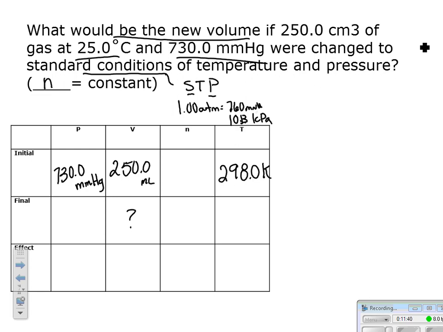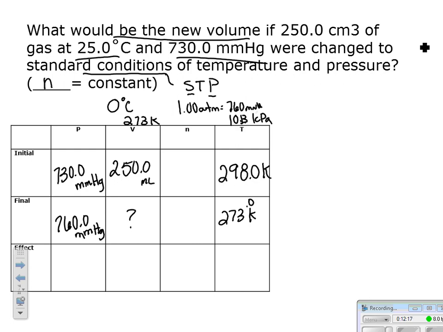So what we're saying is, hey, what's the volume of this gas at standard conditions? Standard pressure is 760, so that's going to be my final pressure. And standard temperature is 0 degrees Celsius. Expressed in Kelvin, of course, that is 273 Kelvin. That is standard temperature. So we're going from a temperature of 298 to a temperature of 273 Kelvin. And we're solving for volume.